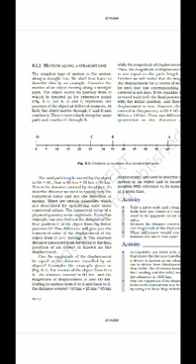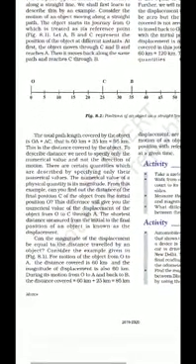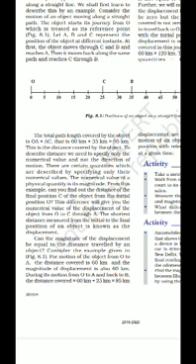Get it? Now the total path covered by the object is 60 plus 35, 95 kilometer. First moving O to A, 60 kilometer, then coming back 60 to 25, 35 kilometer. So children, your distance is 95 kilometer. The distance covered by the object is the total path covered by the object. To describe the distance, we need to specify only the numerical value, not the direction. As I told you, it's a scalar quantity.